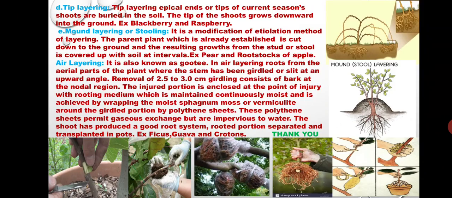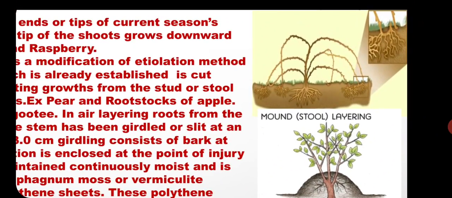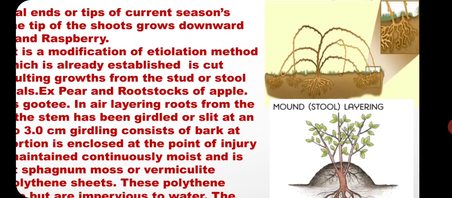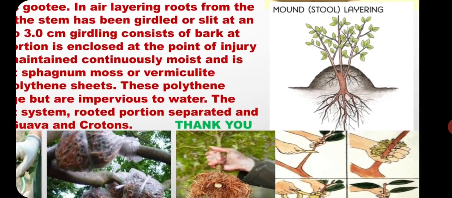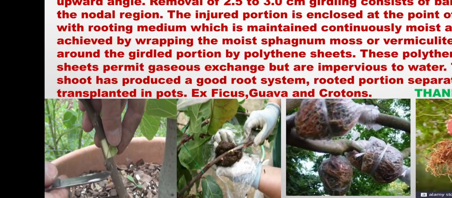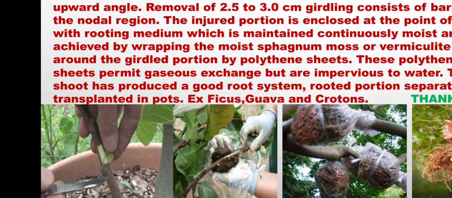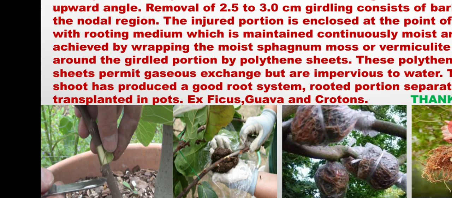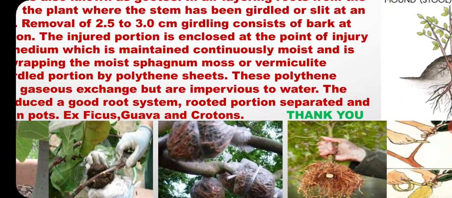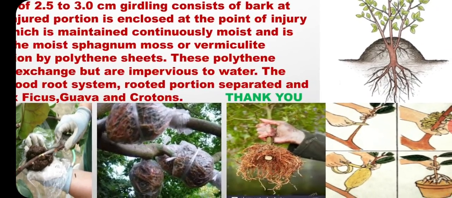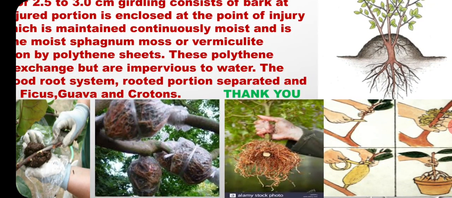Okay, see friends, this is the stool layering, and the first one is tip layering. This is an air layering, the method of air layering. Here they remove the bark, and the vermicompost or the moss is tied with a polythene bag. See, the plant is separated from the mother plant or parent plant. It is an independent plant. It can be transplanted to a pot or to the ground.